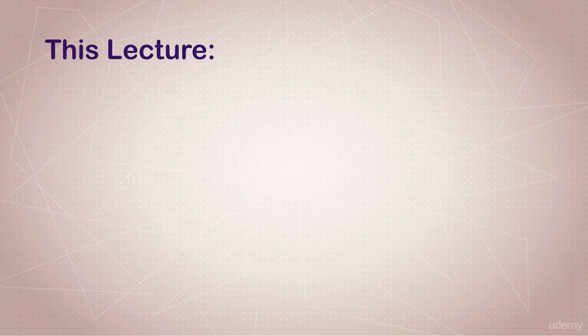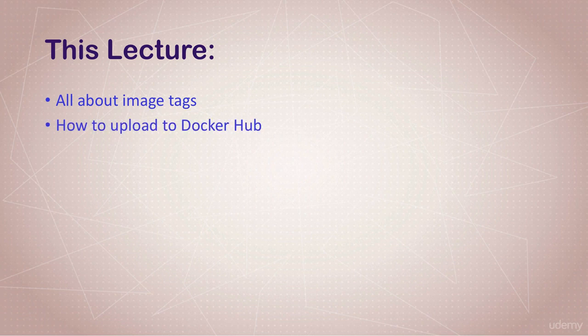So this lecture is going to be all about image tags and how to upload them to Docker Hub. There's actually a lot to tags because they're not as intuitive as you might think when you first start using them. And they need to be in a specific format in order to work with a registry, specifically with Docker Hub. Then I'll talk to you about the relationship between the tags you assign to your images and the IDs of those images. So let's get started.